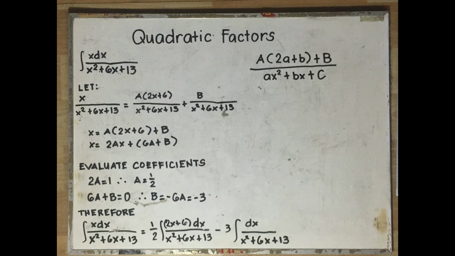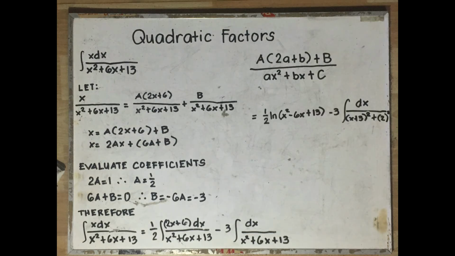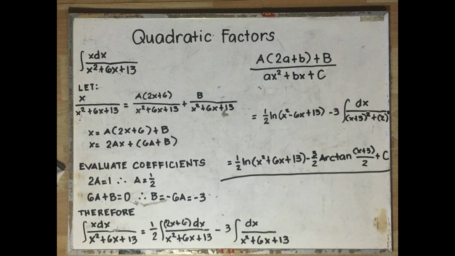We are going to transform this function to satisfy the conditions of integrating through inverse trigonometry, making the denominator into a perfect square function of x plus a perfect square constant. We now have 1/2 ln the quantity of x squared plus 6x plus 13 minus 3 times the integration of dx over the quantity of x plus 3 squared plus 2 squared. Integrating this function completely, we have 1/2 times ln the quantity of x squared plus 6x plus 13 minus 3/2 times arctan the quantity of x plus 3 over 2 plus c as the final answer.